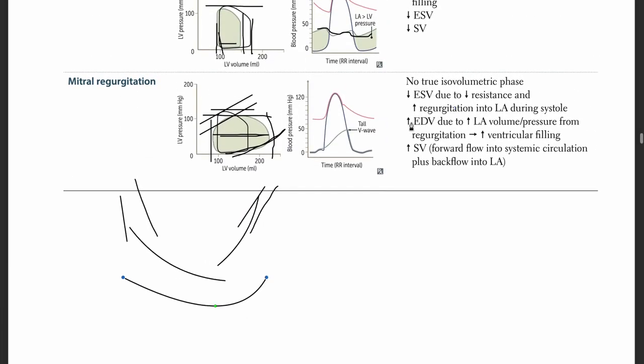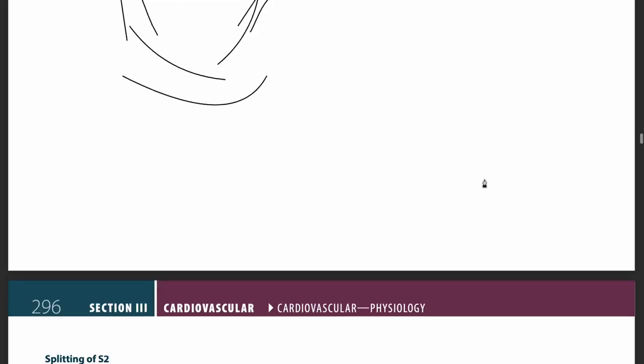Then you have an increase in diastolic volume. We did that over here, right? Due to the increase in left atrium volume and pressure from regurgitation. So now the volume is this much plus the volume that it normally carries, so there's an increased amount of volume altogether, right? All of that is going to come back into the left atrium. So the end diastolic volume is going to be increased because of that. And then there's an increase in stroke volume. We did that: forward flow into the systemic circulation plus backflow into the left atrium.